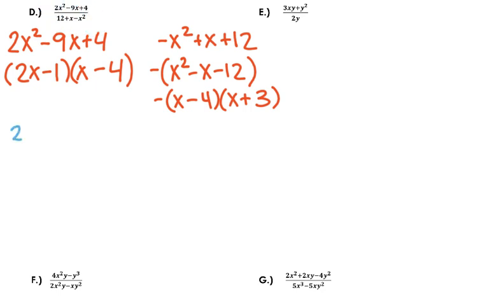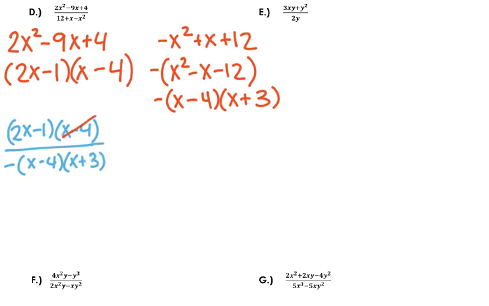So this would be 2x minus 1 over x times x minus 4 over negative x minus 4 times x plus 3. All right? And we can now see that x minus 4 is a factor of the numerator and a factor of the denominator. So I'm left with 2x minus 1 over negative x plus 3. You're welcome to distribute that negative or leave it, but either way, we want to remember that x minus 4 is not allowed to equal 0.